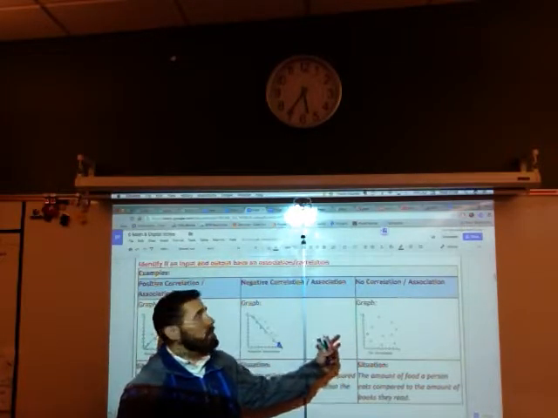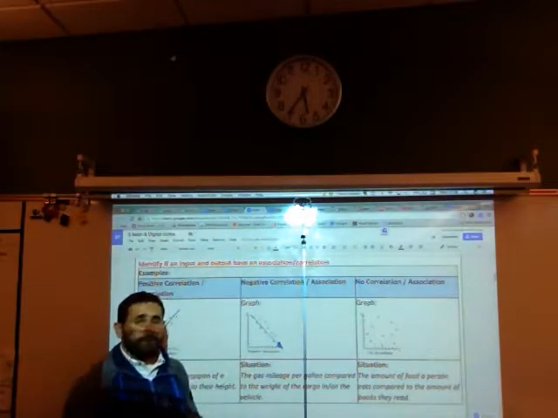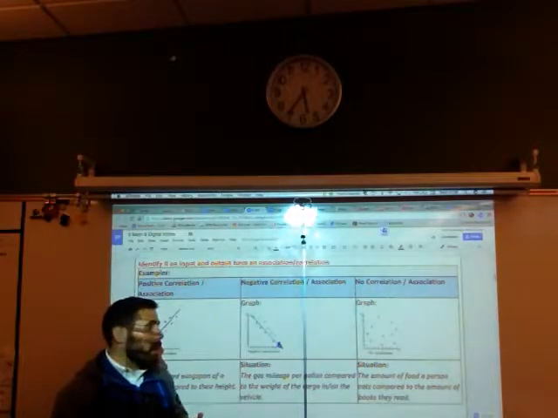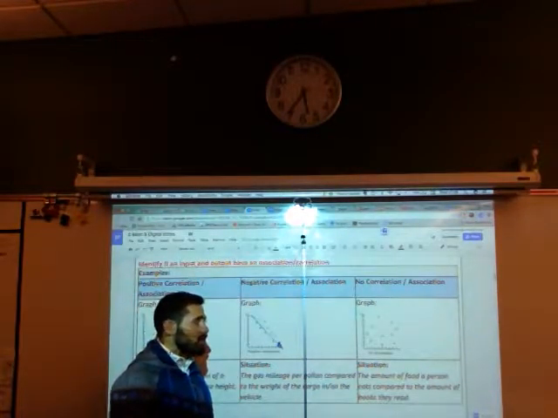The last one is going to be no correlation. Basically, there's no association between the two variables, the inputs and the outputs. There's no relationship between the two.